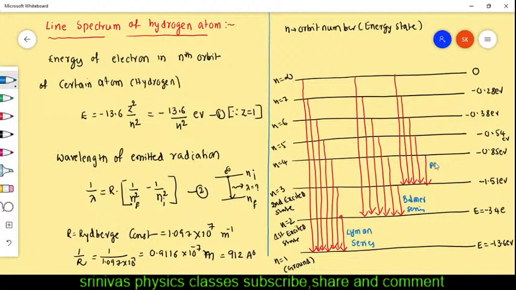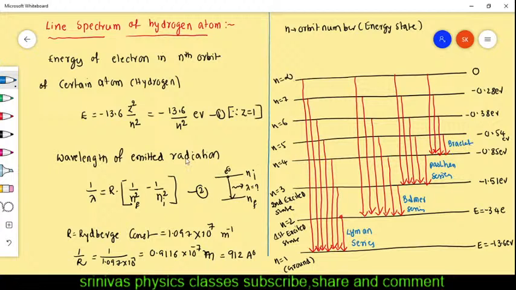Lyman, Balmer, it will come under the Paschen series. Transition occurs to the third orbit. If transition occurs to the fourth orbit, from higher orbits, this will come under the Brackett series. Brackett series means transition occurs to the fourth orbit, right? This is the Brackett series.